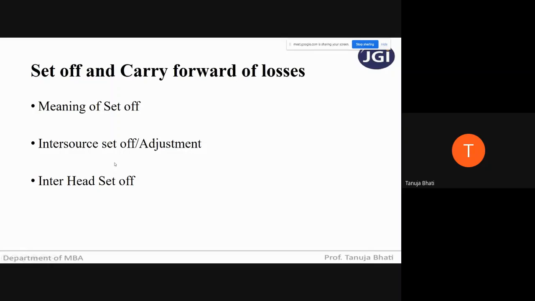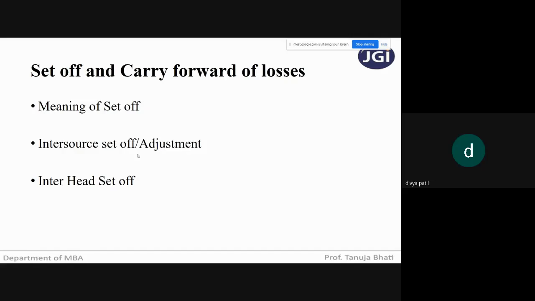See, we know there are 5 heads of income. So suppose I'm incurring a loss from business or profession, when I say I have to do inter-source set-off, then I have to adjust it against the profit of the same head, under the head business or profession. So inter-source set-off simply means setting off the losses against the profit from the same head of income. Then it is called inter-source set-off. Is this clear, students? Did everyone understand what is inter-source set-off?